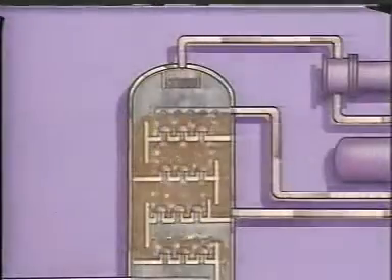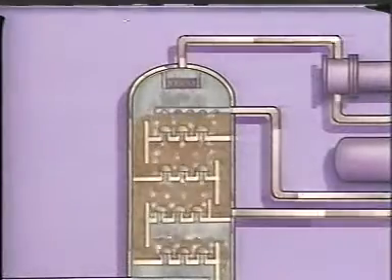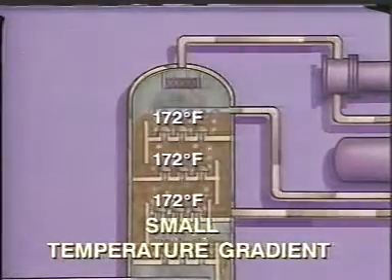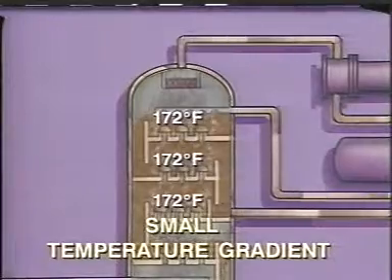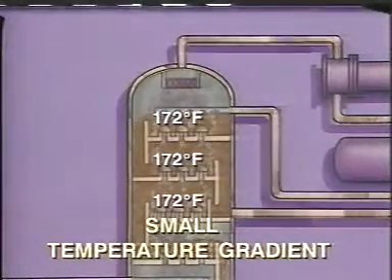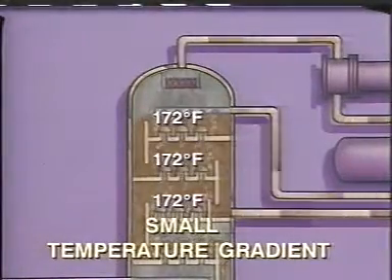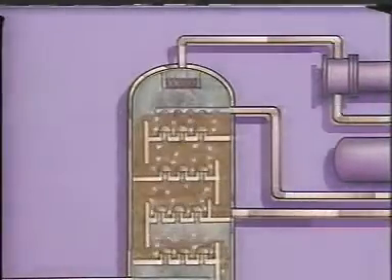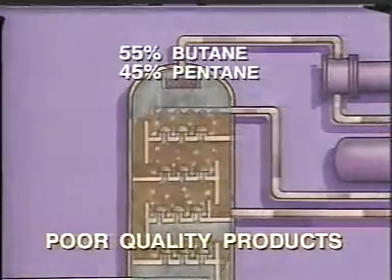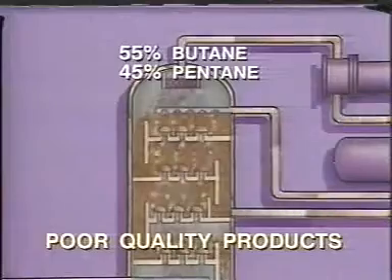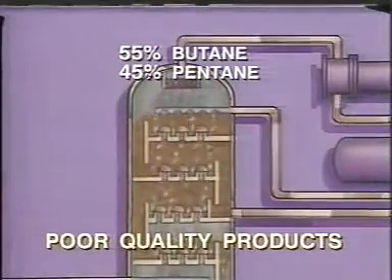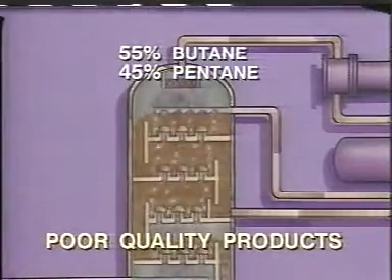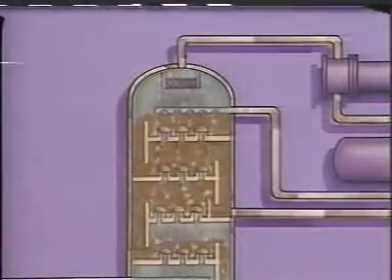There are several ways to identify a tower with flooded trays. First, you will find that there is very little temperature difference or gradient across the flooded section. This occurs because the composition of the liquid is essentially the same on all the flooded trays. Second, a tower with flooded trays produces poor quality products. This is due to poor vapor-liquid contact in the flooded area, which reduces fractionating efficiency.